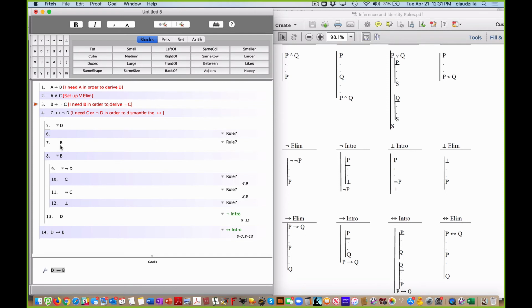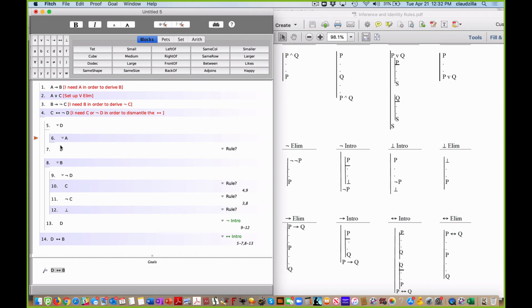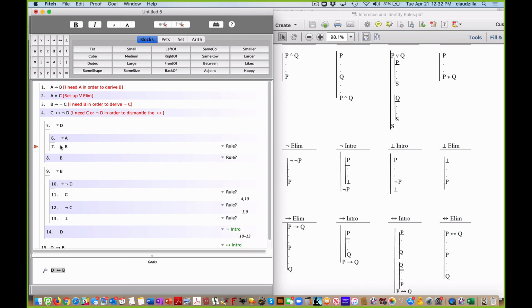The only way, though, to generate C and not C is either, or sorry, let me rephrase that. There are two ways to generate C. One is if you have not D, another is by disjunction elim. Now, the benefit of disjunction elim is that you could generate B.